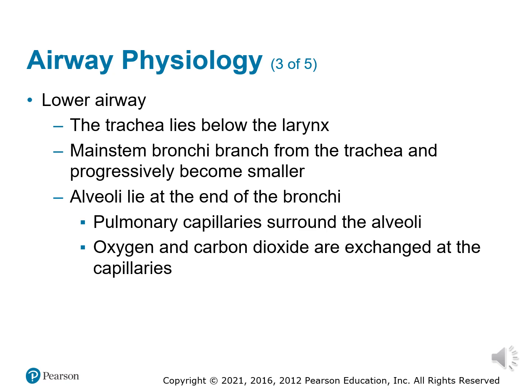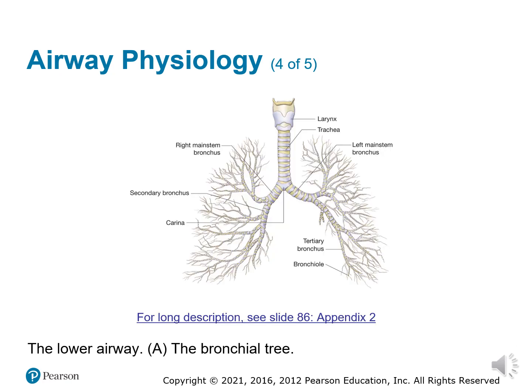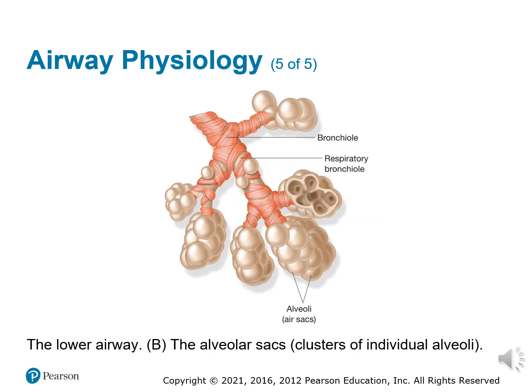But it's important to remember that the bronchioles divide and travel in every direction. As a result, those tiny bronchioles and the millions of little alveoli to which they are connected cover most of the anatomic region of the chest from the collarbone to the diaphragm. So it's a very large area. Here is the diagram of the lower airway, the bronchial tree. And here is the lower airway with the alveolar sacs, which are clusters of individual alveoli.